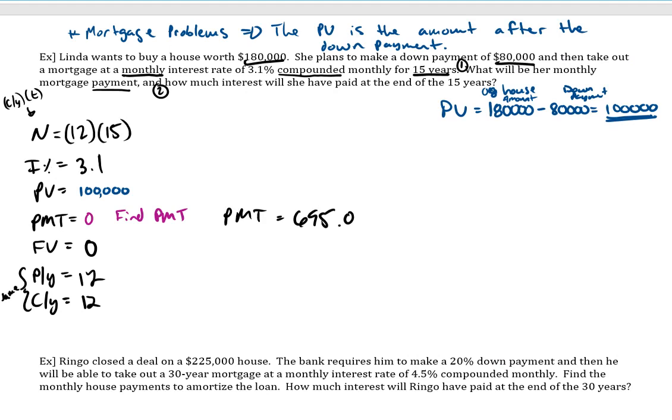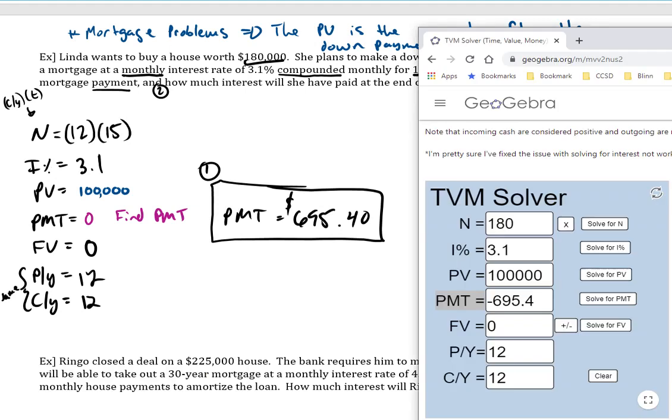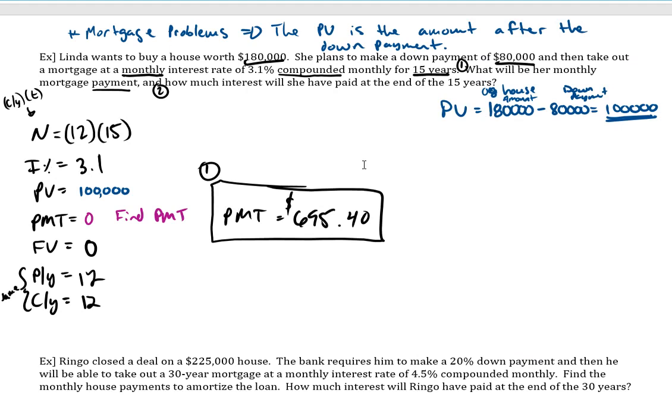Oops, I put the 0 in the wrong spot. It's 40 cents and 40 cents. Okay, so that is number 1: what will her monthly mortgage payment be? We found it. And let me just make sure I did copy it right. 695.4. Yeah. Okay, so that's correct.